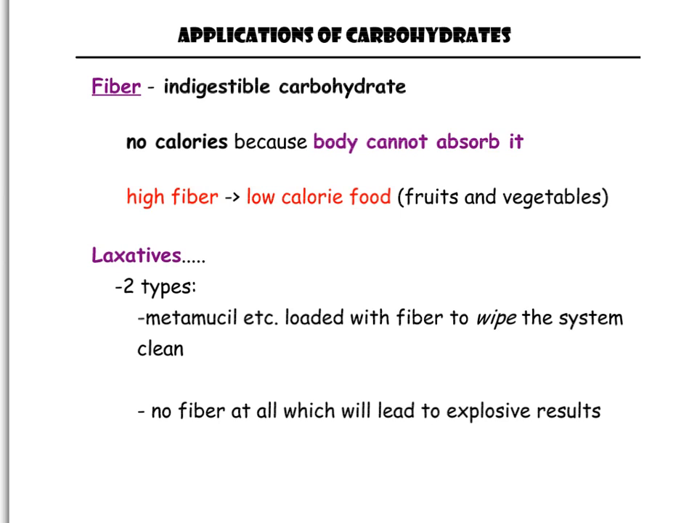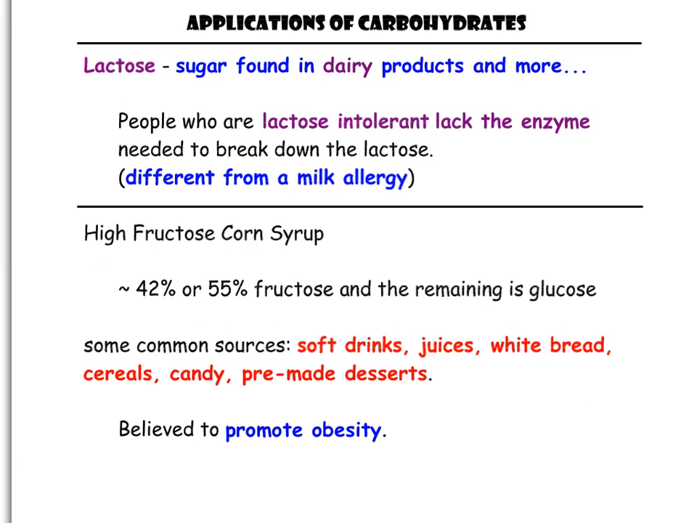If you're ever constipated or anything, you need to eat a lot of fiber in your diet because it's just going to basically pass right through you. And then laxatives are the more common term that we've heard of with, we'll say, helping to clear you out. So there are 2 different types of those. There's Metamucil, which is loaded, they just have tons and tons of fiber, which helps to wipe the system clean. And no fiber at all, which, well, that can lead to explosive results.